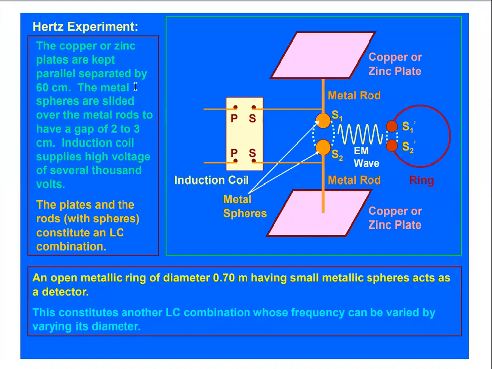The metal sphere are slided over the metal rods to have a gap of 2 to 3 cm. You see here, metal rod. These two are the metal rods. And separated by a distance of 2 to 3 cm in between the plate.